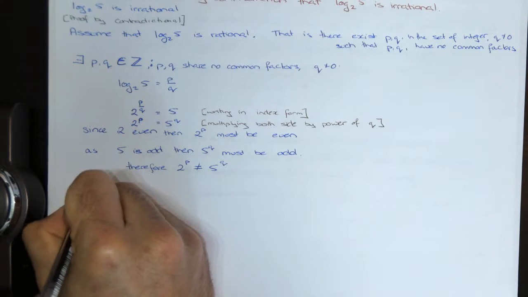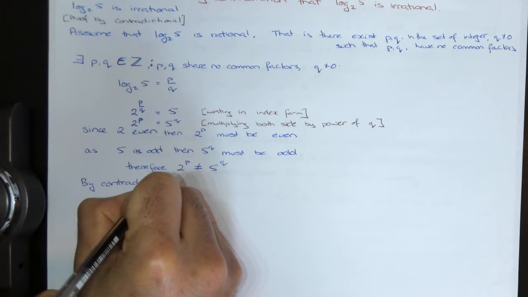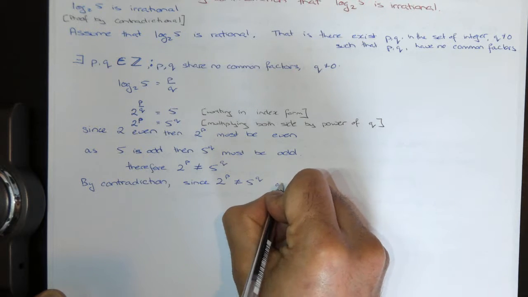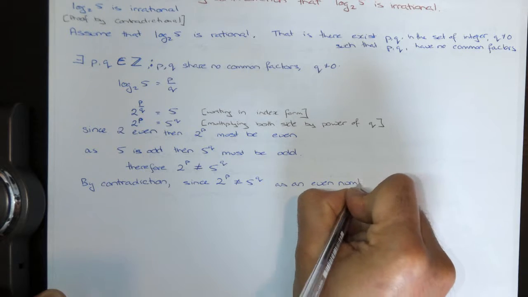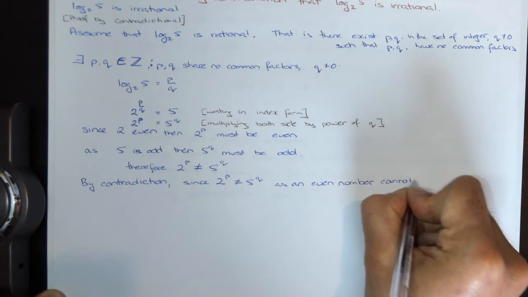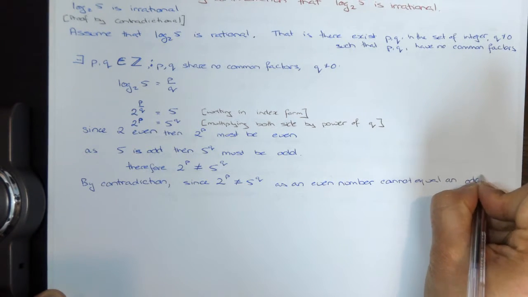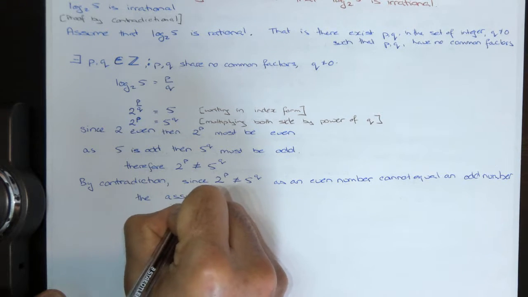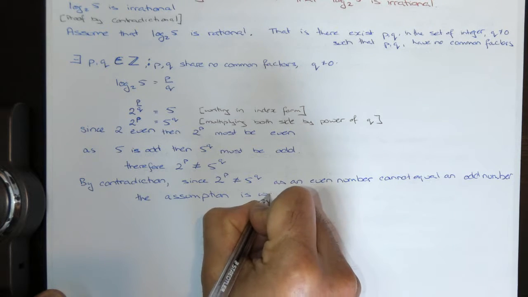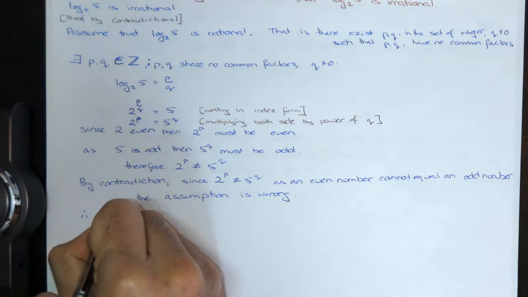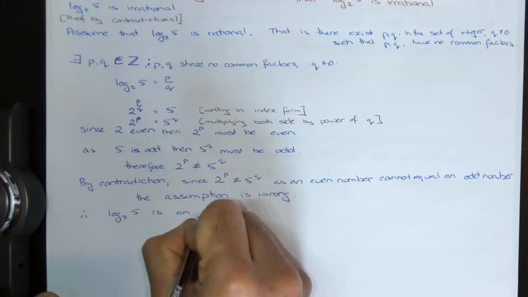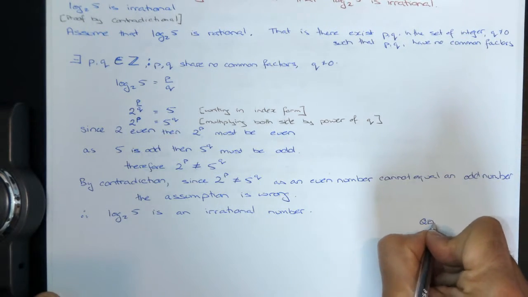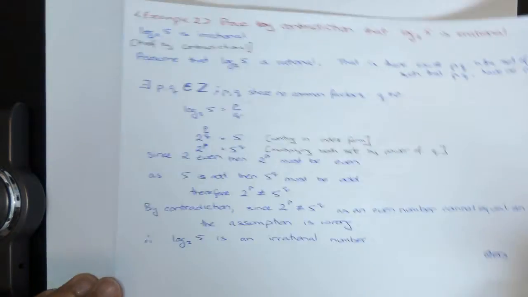So by contradiction, since 2 to the power of P doesn't equal 5 to the power of Q, as an even number cannot equal an odd number, the assumption is wrong. So therefore, log base 2 of 5 is an irrational number. That's a good one to also remember as well.